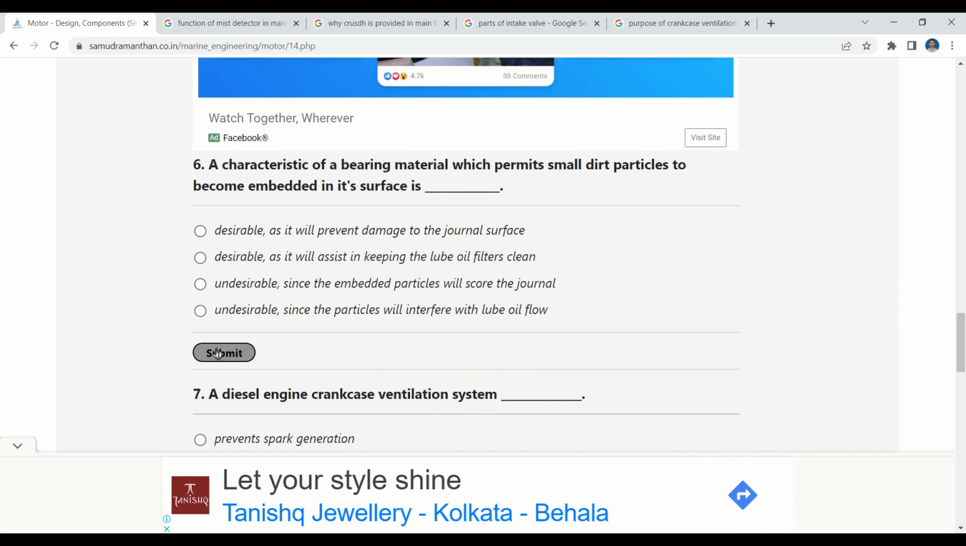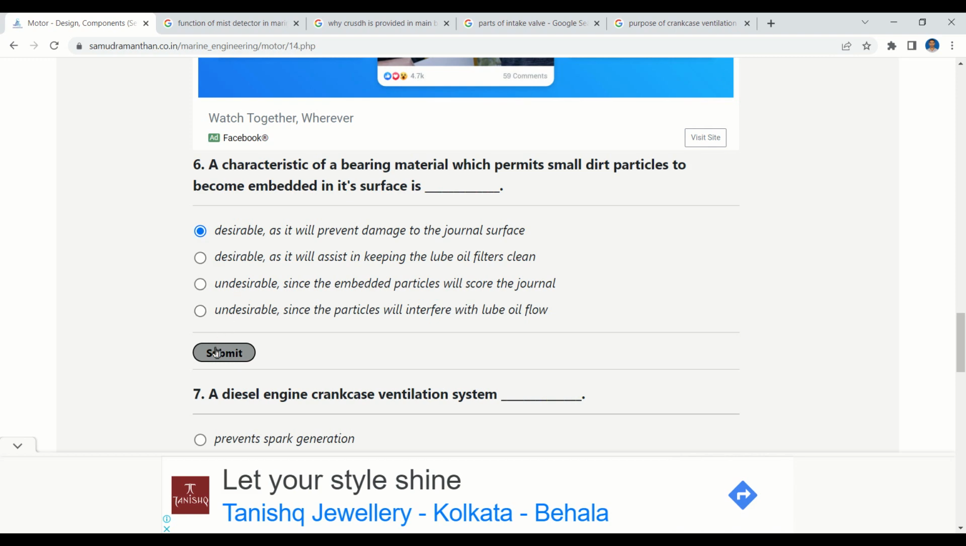Our next question is: a characteristic of a bearing material which permits small dirt particles to become embedded in its surface is, and the options are desirable as it will prevent damage to the journal bearing, desirable as it will assist in keeping the lube oil filters clean, undesirable since the embedded particles will score the journal, undesirable since the particles will interfere with lube oil flow. The correct option should be desirable as it will prevent damage to the journal surface.